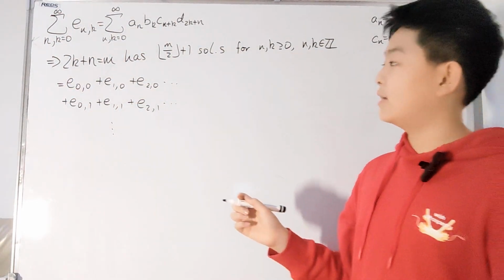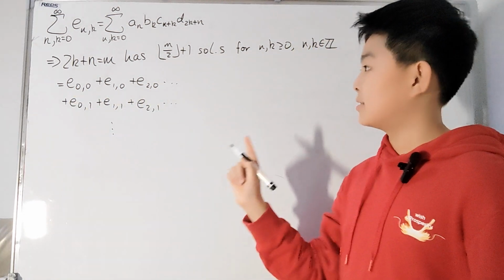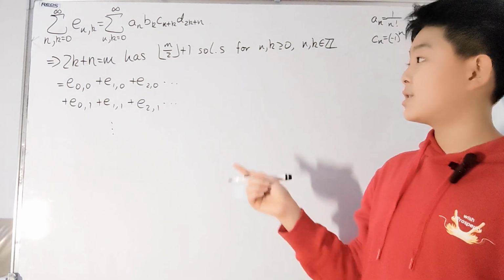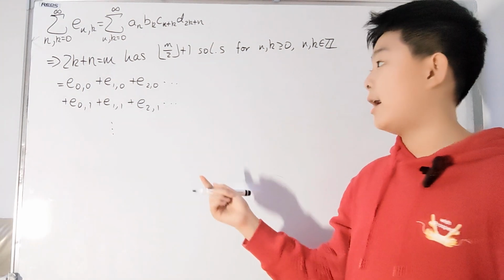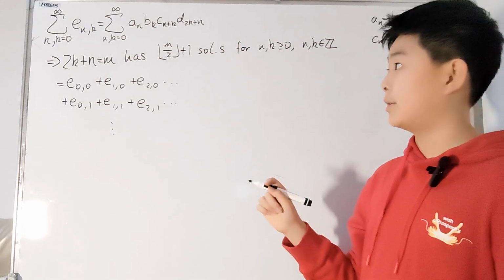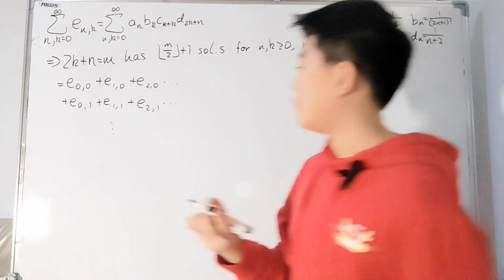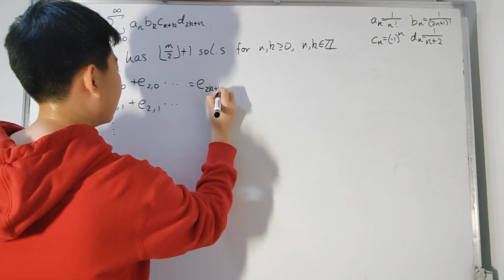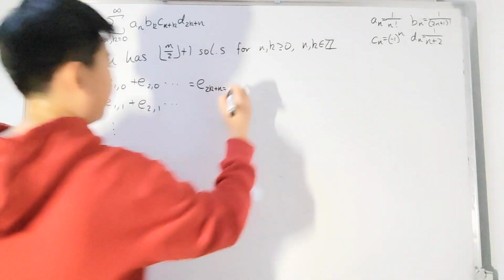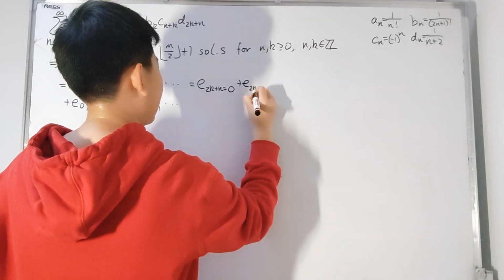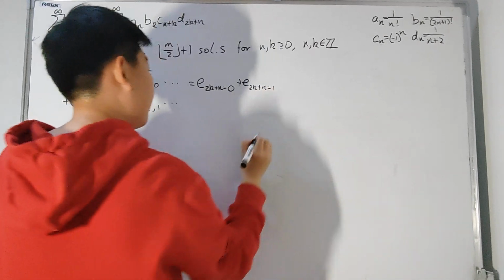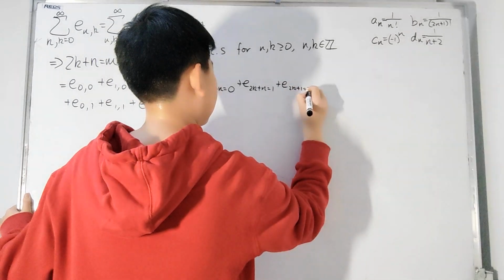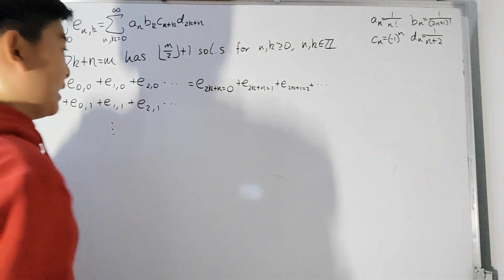Now, what we can tell is that for these two cases, this must be satisfied. Clearly, 2k plus n is always going to be equal to some number m, where m has to be greater than or equal to 0. And so here we can now rewrite this as e for 2k plus n equal to 0, and then plus e for 2k plus n equal to 1, and then plus e for 2k plus n equal to 2, and then plus all the way down.